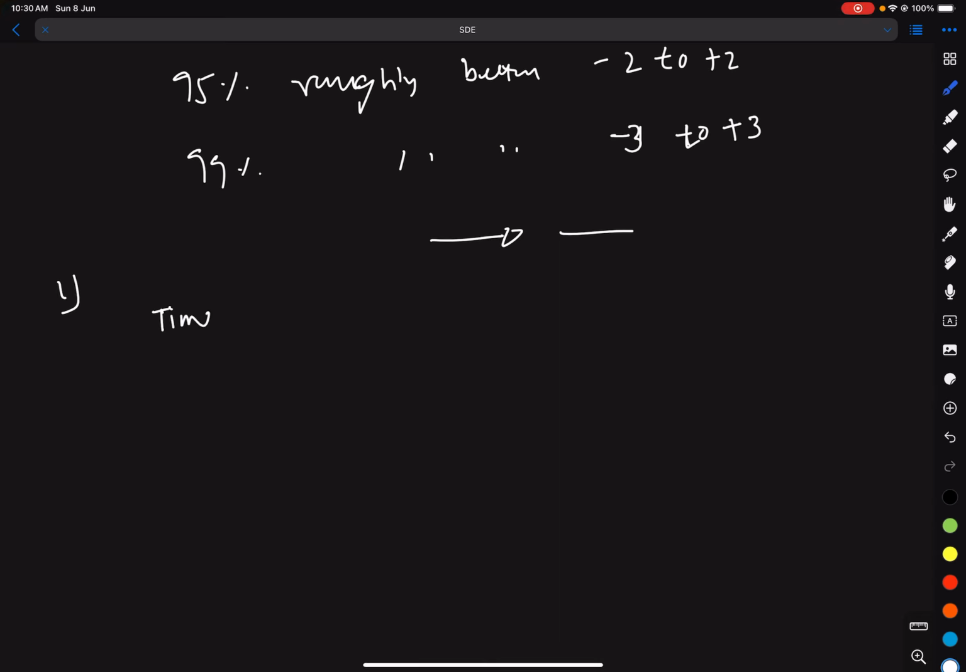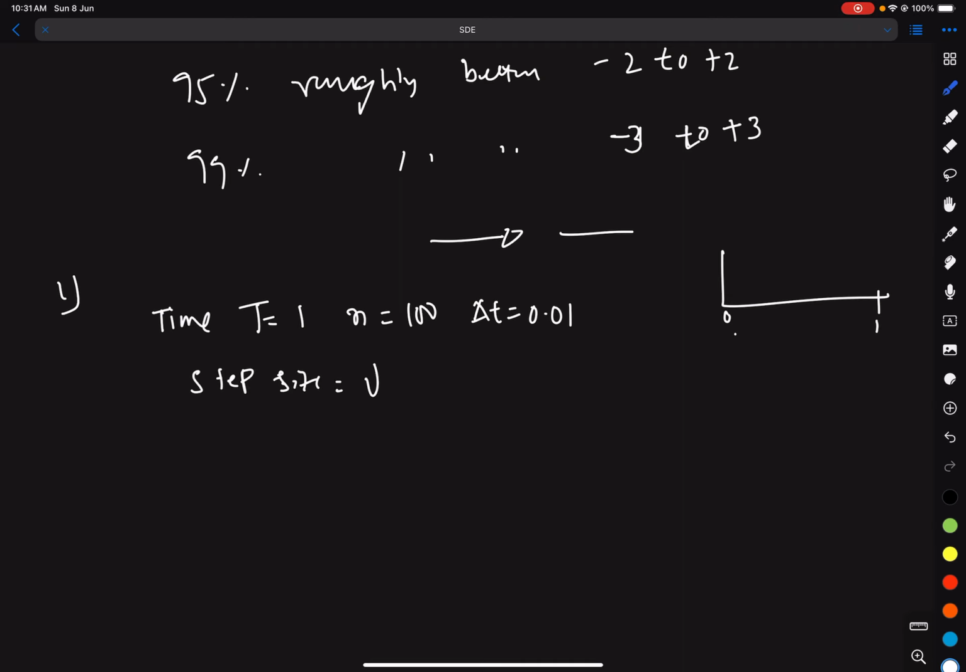Let's take the time T, capital T, as 1, which is the time interval we are observing from 0 to 1, and n for discrete I already explained above. N is equal to 100, which means I'm dividing this interval into 100 steps. My delta t becomes 0.01, and the step size is the square root of delta t, which is the standard deviation, the square root of 0.01.